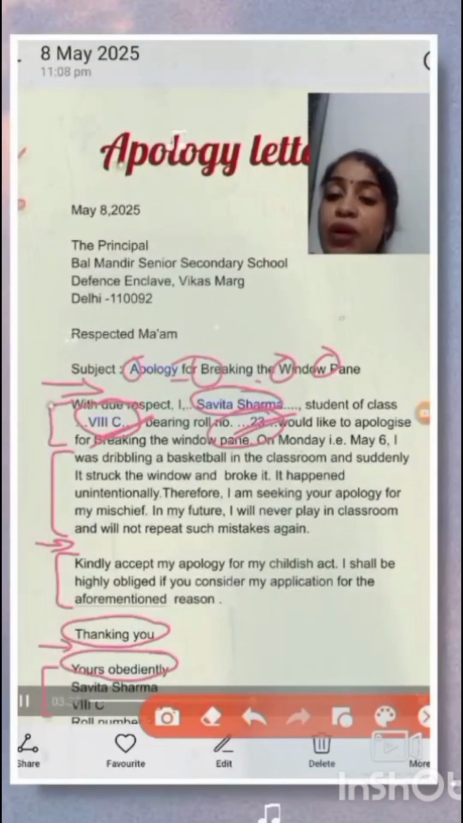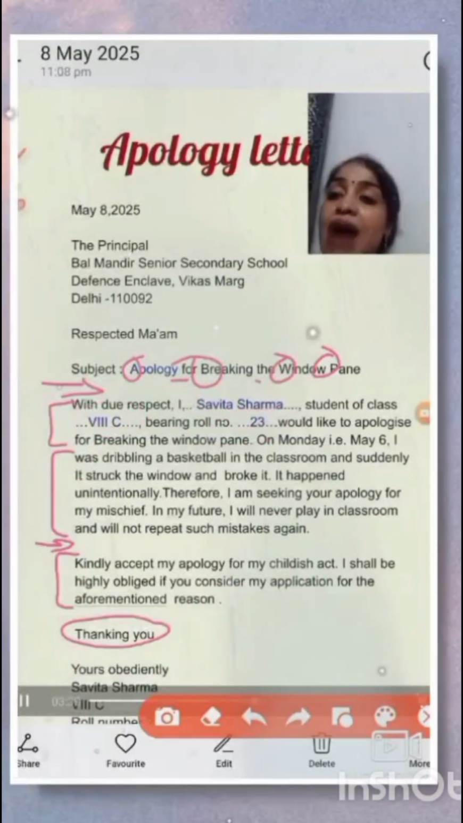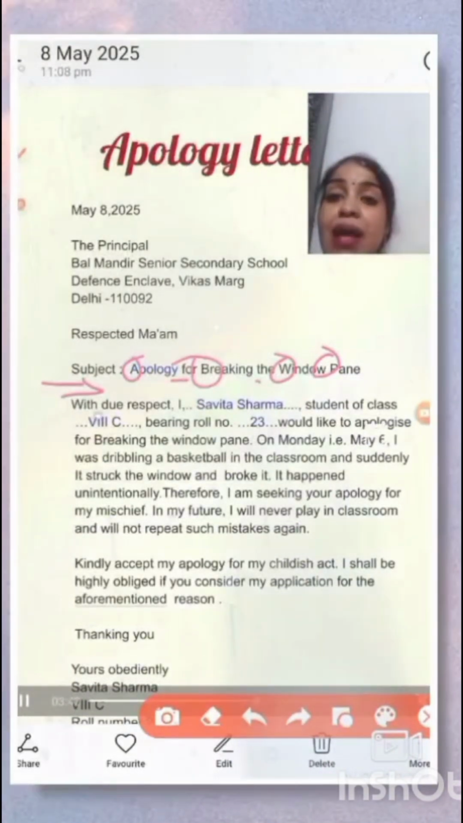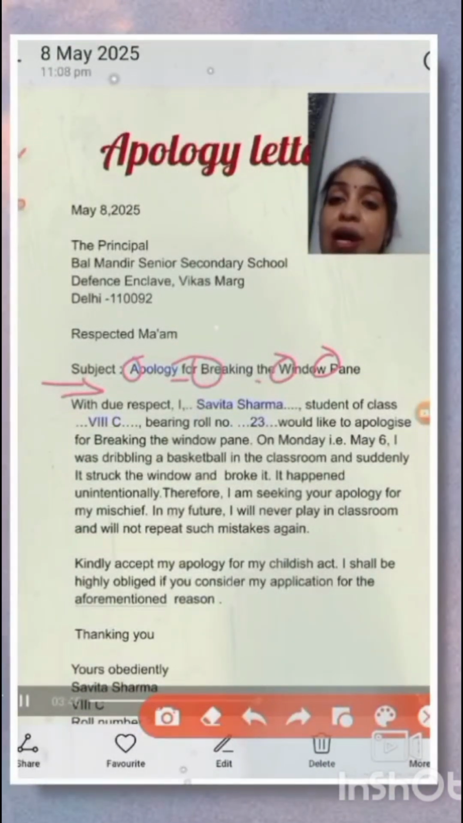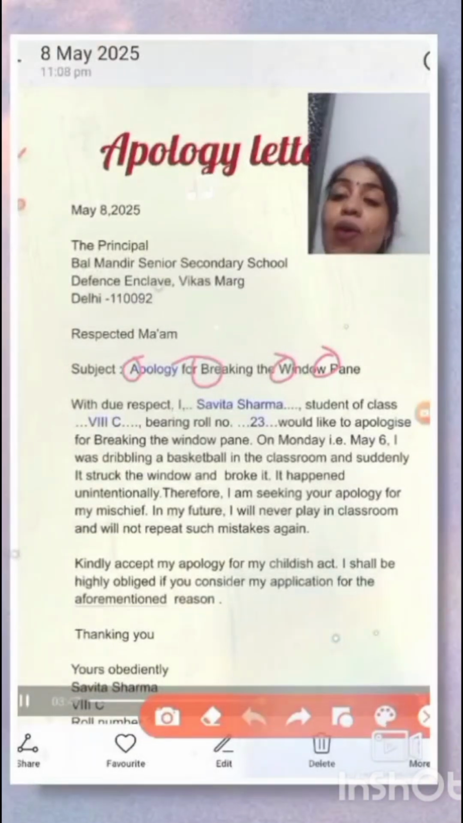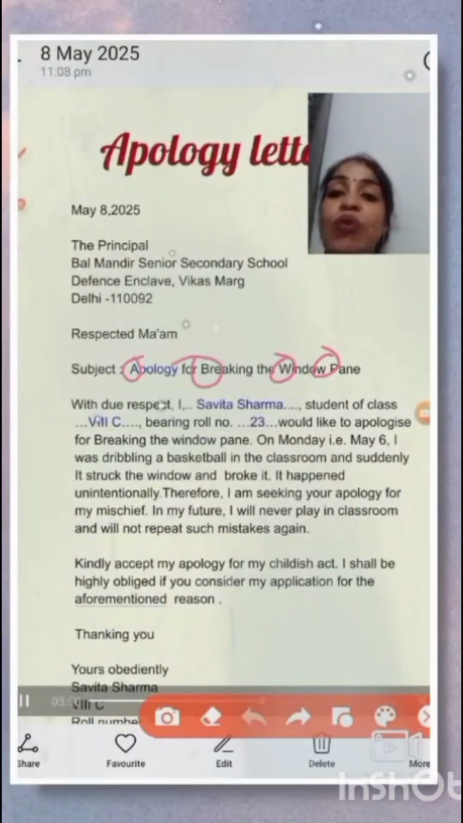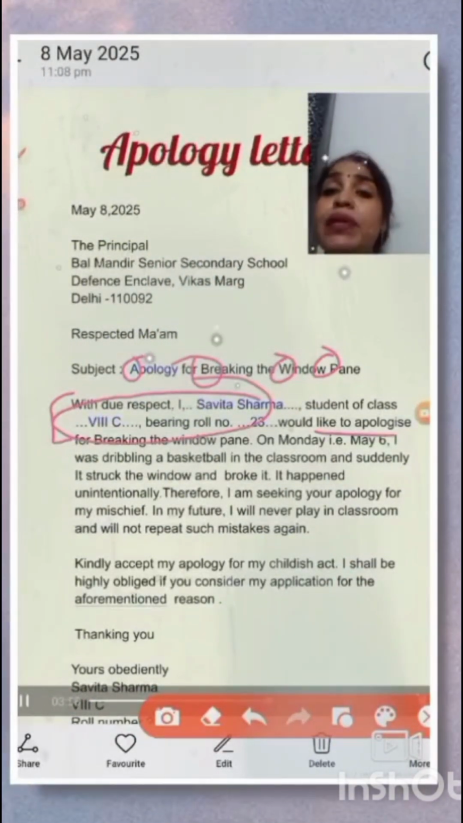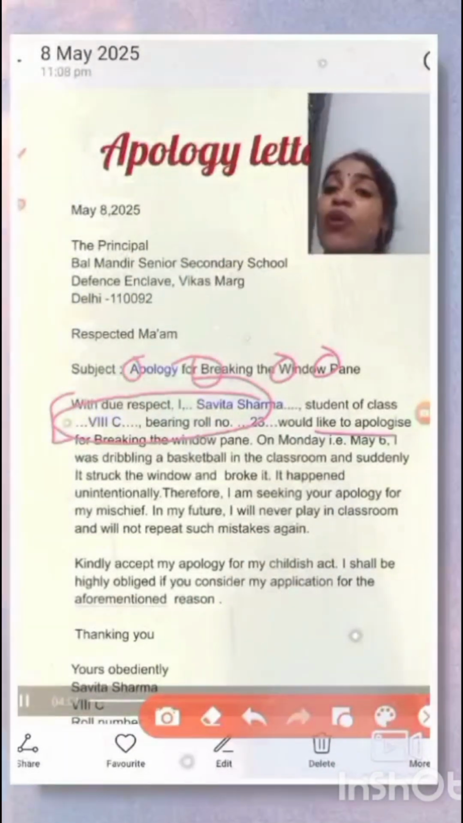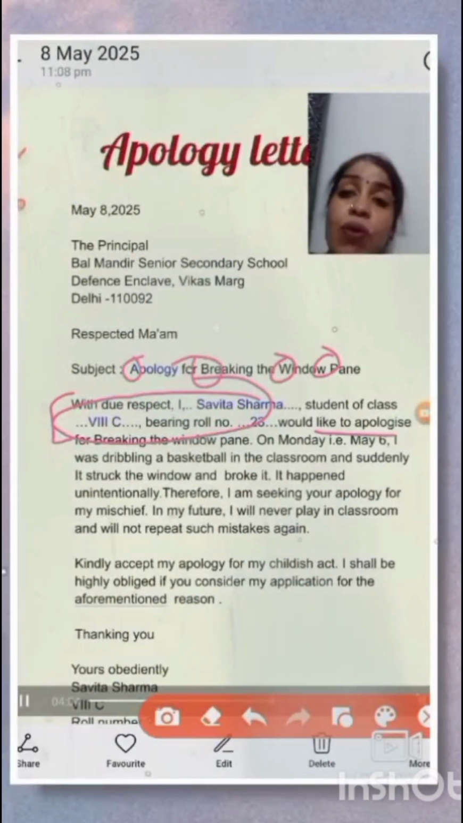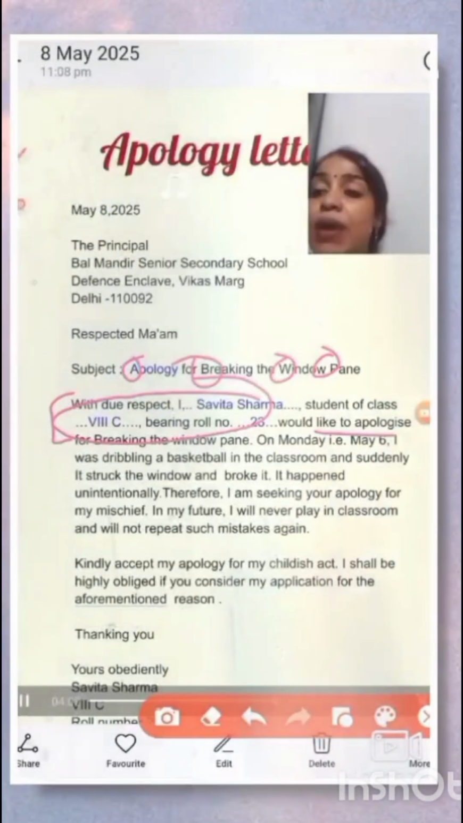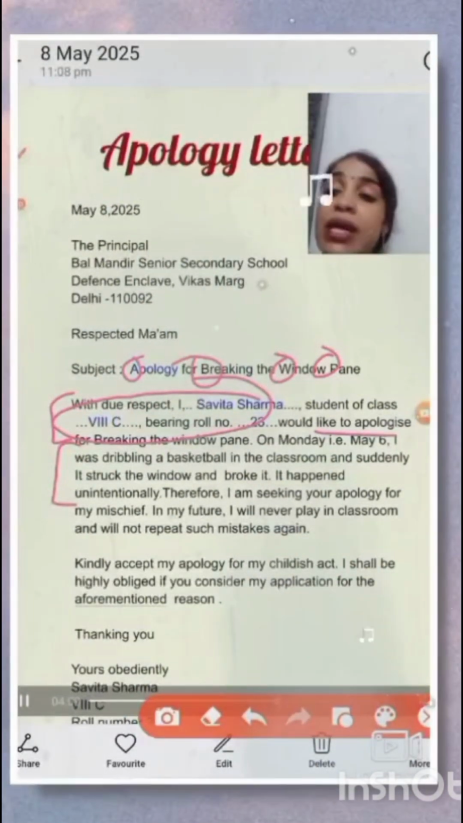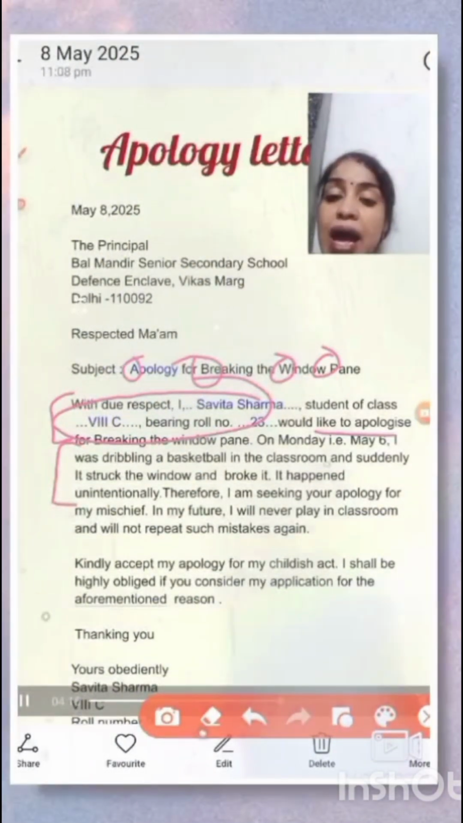And here you can observe that in this application, after writing with due respect, I, your name, student of this class, bearing roll number this, would like to apologize. That means according to the situation, you can change this phrase, but the opening line for a formal application should be this only, where you are introducing yourself. Like would like to apologize, would like to inform you, would like to request you, according to the situation. And while you are writing the main body, you have to describe according to the situation.